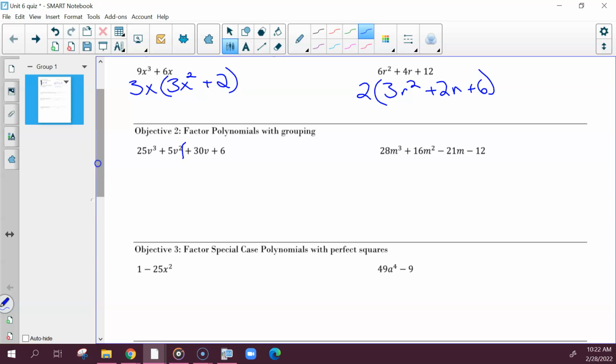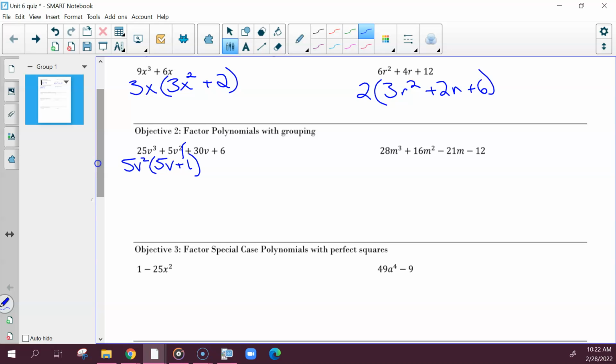What can we divide out of these first two? 5. And what else? B. And how many B's? 2. So B squared. Make sure you're doing the highest number and the highest number of variables we can take out. If we divide both of these first two by 5b squared, what's left? 5b. And then by the second two, 1. Positive 1.